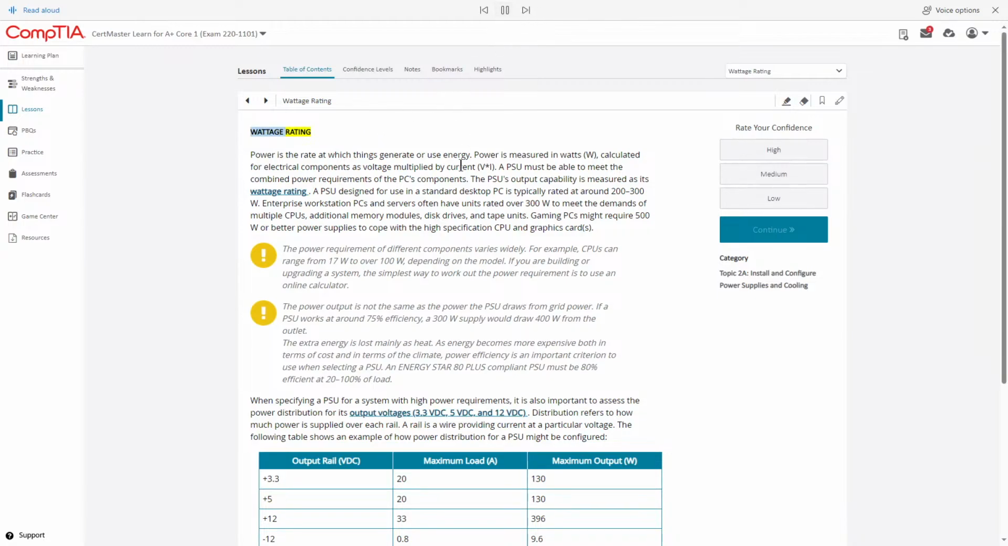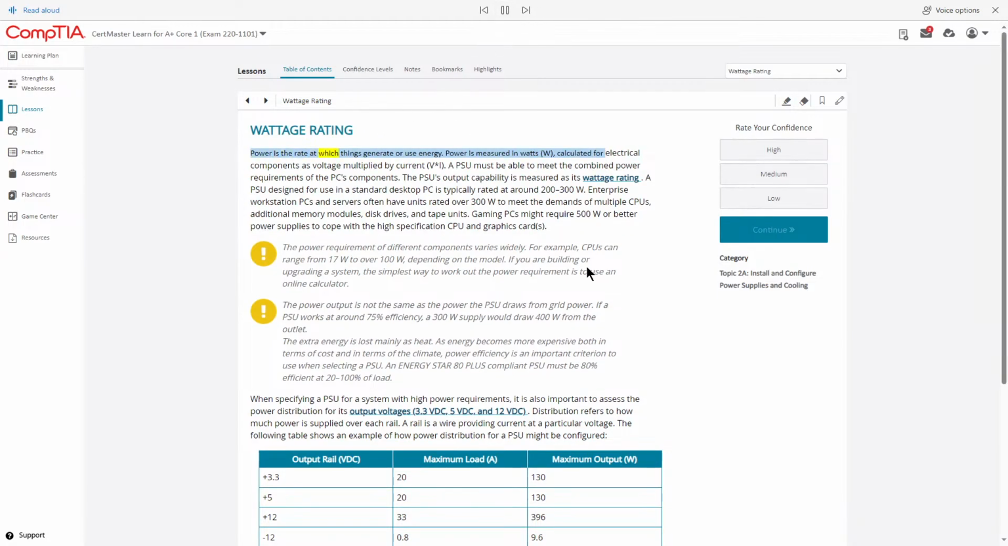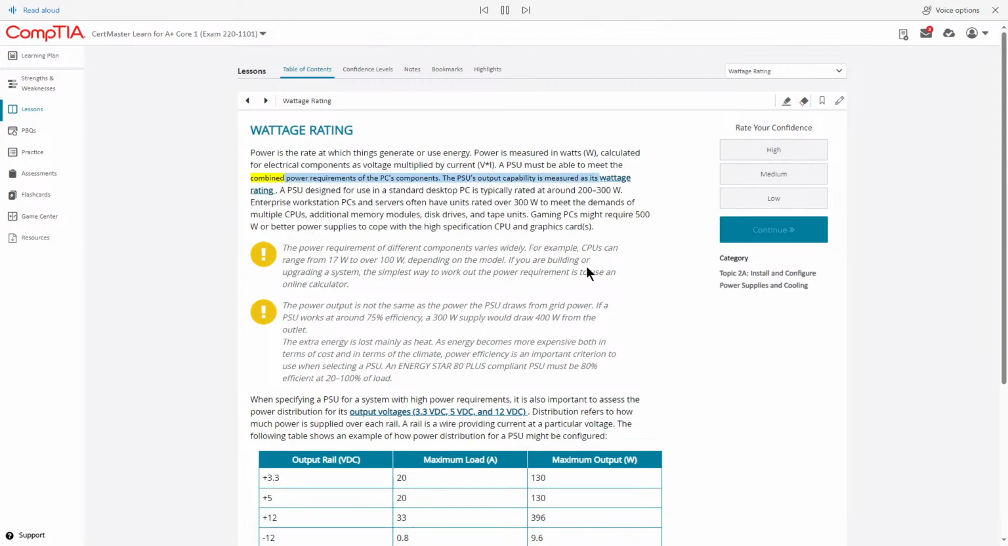Wattage rating. Power is the rate at which things generate or use energy. Power is measured in watts, W, calculated for electrical components as voltage multiplied by current, V*I. A PSU must be able to meet the combined power requirements of the PC's components. The PSU's output capability is measured as its wattage rating.